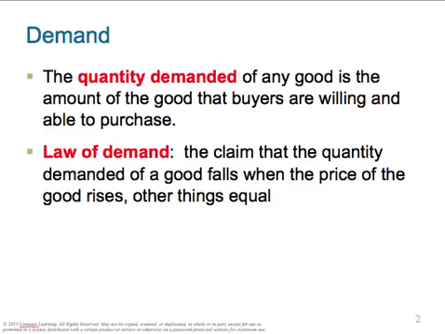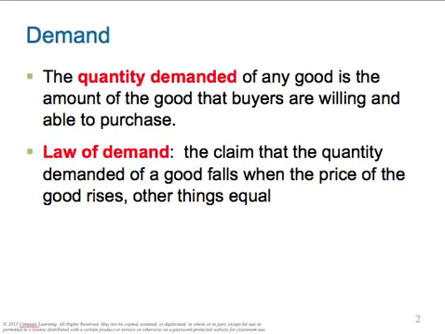So let's talk about demand. Demand comes from the behavior of buyers. Now, within demand, there's different variations here. The quantity demanded of any good is the amount of the good that buyers are willing and able to purchase. Now, the law of demand is the claim that the quantity demanded of a good falls when the price of a good rises, other things being equal, otherwise known as ceteris paribus, holding all other things constant.